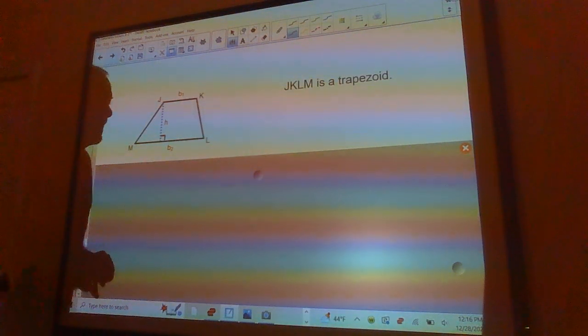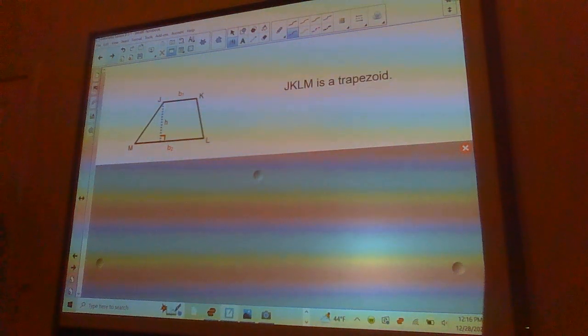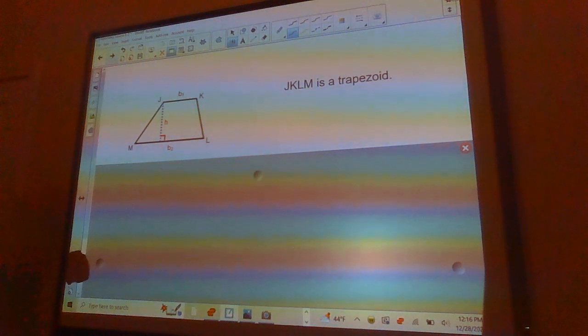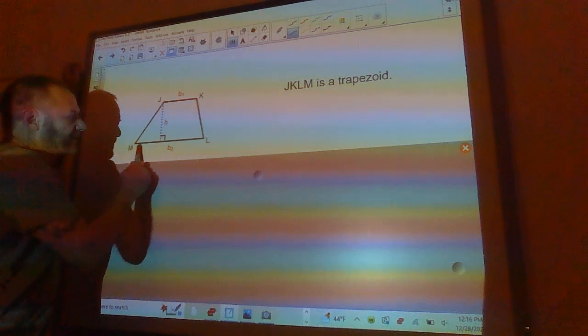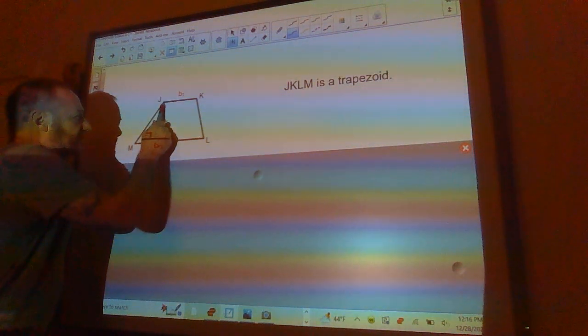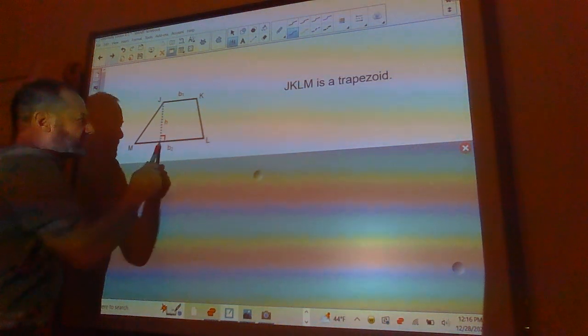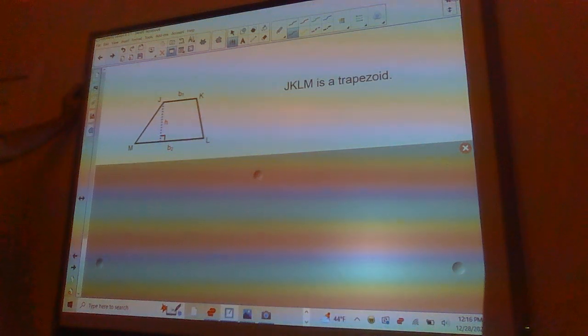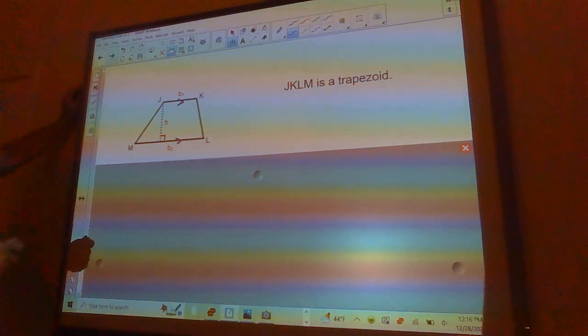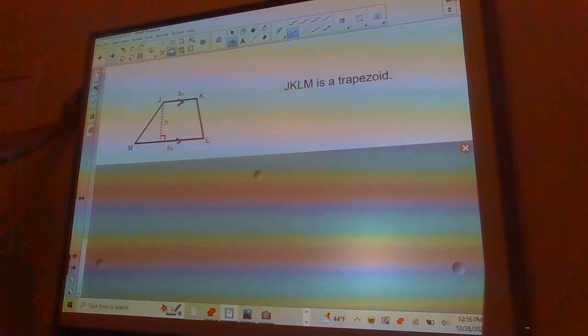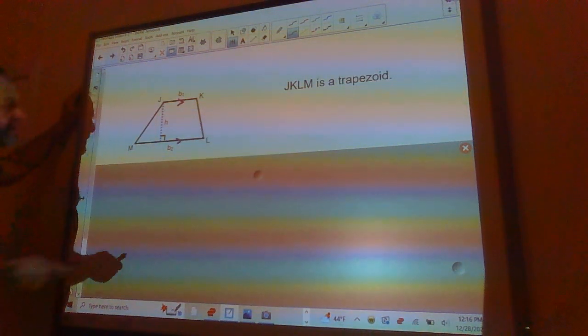Okay, now let's look at trapezoid. JKLM is a trapezoid. Now remember, a trapezoid has two bases. It's got a base, the two parallel sides are both bases. The height is the perpendicular distance between those two parallel lines. Okay, and we can go ahead and put those on there to denote that they're parallel. Okay, so here's what I can do with this.